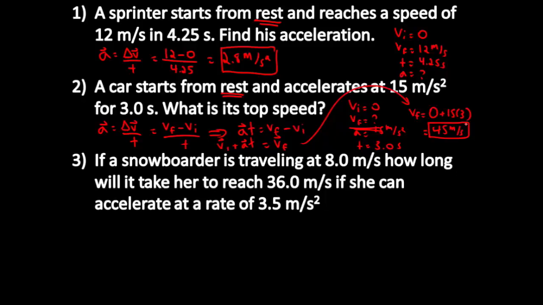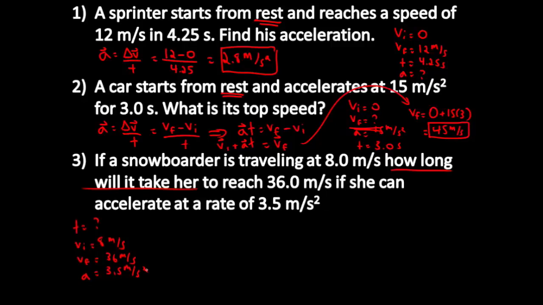Let's do number 3. If a snowboarder is traveling 8 meters per second, how long will it take her to reach 36 meters per second if she accelerates at a rate of 3.5 meters per second squared? Well, we're looking for how long will it take her. So, obviously, t is the unknown. But what do we know? Well, we know our initial velocity is equal to 8 meters per second. We know our final velocity is equal to 36 meters per second. We know our acceleration is equal to 3.5 meters per second squared.